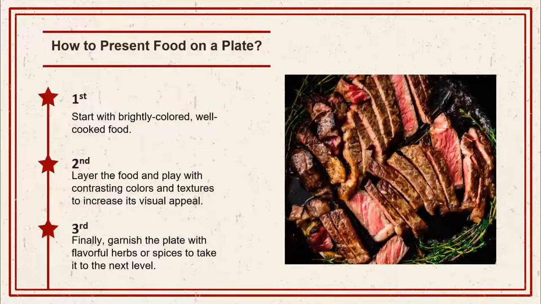The question is how to present food on a plate. First, let us use the natural color of the food. Start with brightly colored, well-cooked food. Next, layer the food and play with contrasting colors, even shapes and textures to increase its visual appeal. And lastly, garnish the plate with flavorful herbs or spices to take it to the next level.